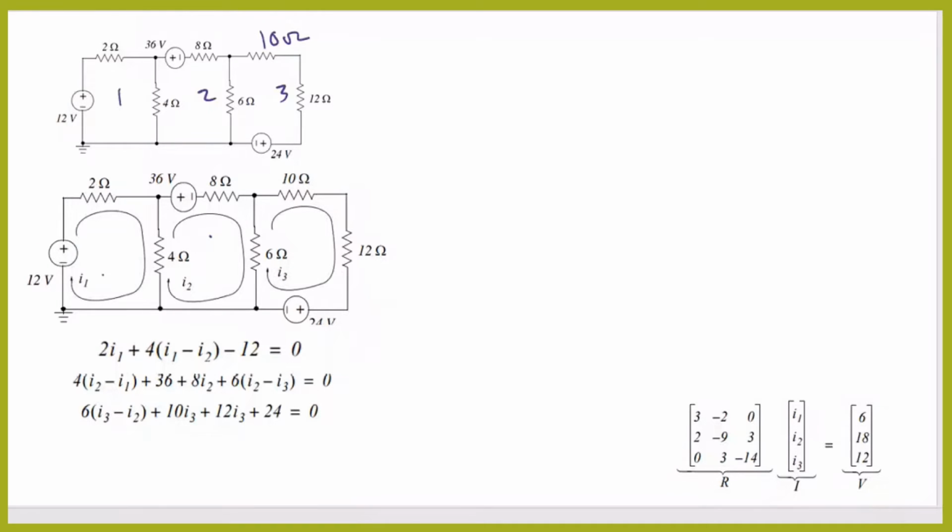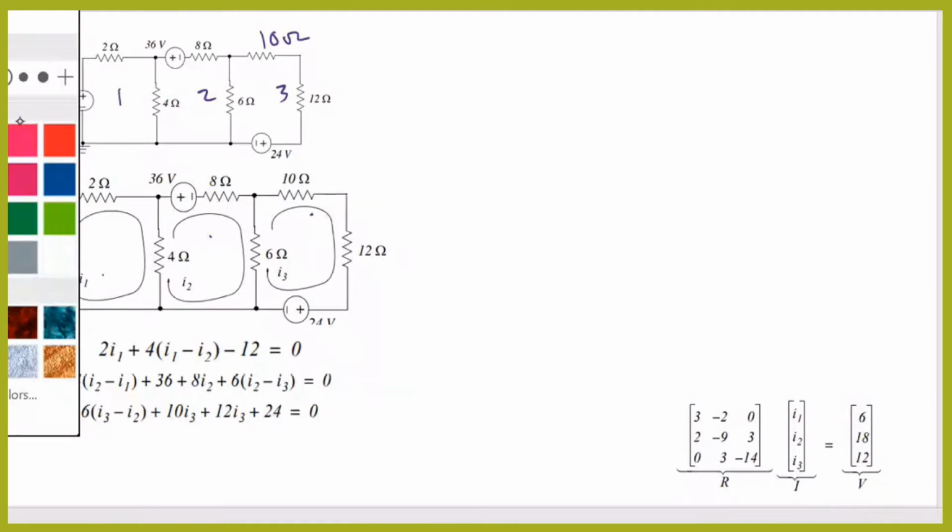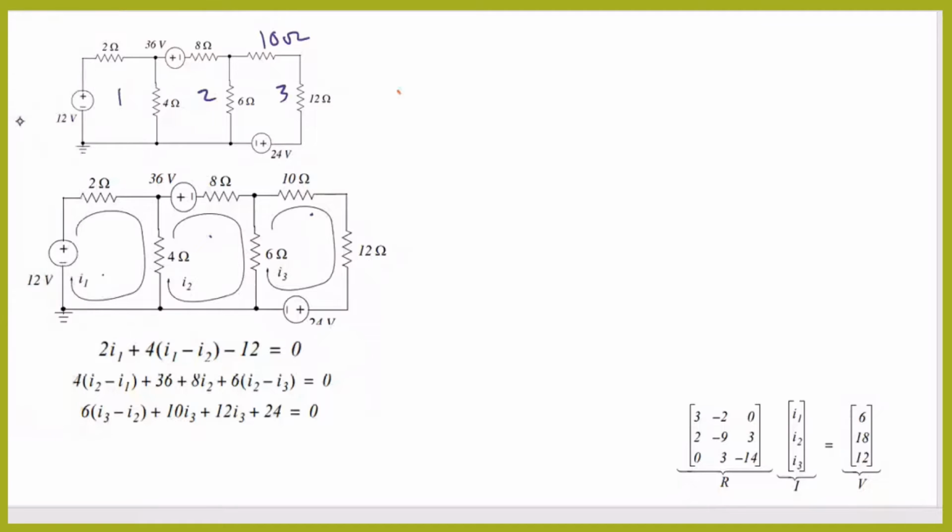After that, you have to write the equations. So how to write the equations? In loop A, can you tell me the equation? If you start from A to B, C to D: minus 12, I'm crossing from minus to plus, minus 12, plus 2I1, plus 4 into (I1 minus I2), is equal to 0. This is the first equation for loop 1.